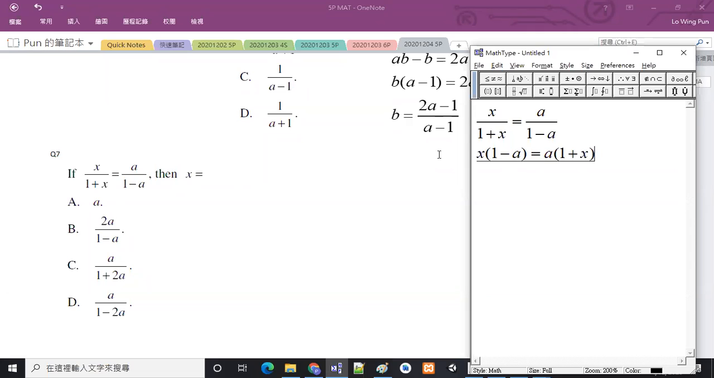Okay, and then for the next step, when we have cleared the fractions, we need to clear the brackets also. So multiply the x to the bracket, so x minus ax. Multiply the a to the bracket, a plus ax.